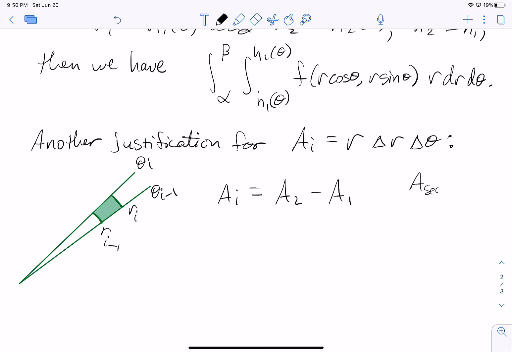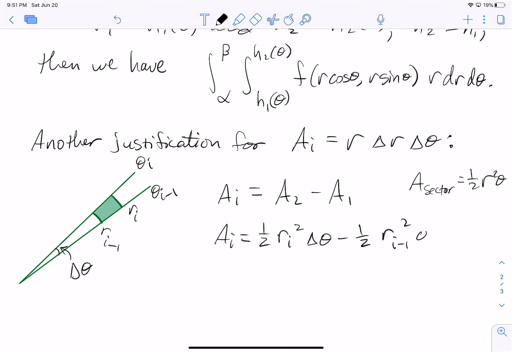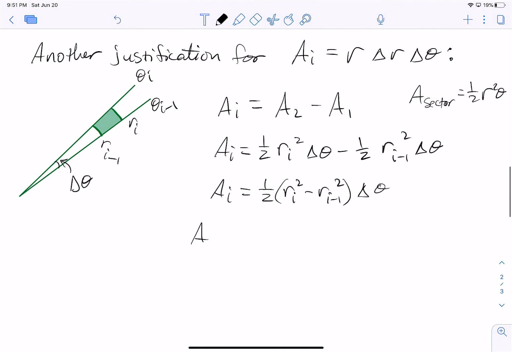And remember that the area of a sector is equal to 1/2 r squared theta. So A sub i is equal to, well, A2 is going to be the area of the larger sector, so 1/2 r sub i squared times delta theta, again assuming the angle in here is delta theta, minus 1/2 r sub i minus 1 squared delta theta. Well, we can factor out the 1/2 and the delta theta, and what we're left with is r sub i squared minus r sub i minus 1 squared. And inside the parentheses, we have a difference of squares. So A sub i is equal to 1/2 of r sub i plus r sub i minus 1 times r sub i minus r sub i minus 1 times delta theta.